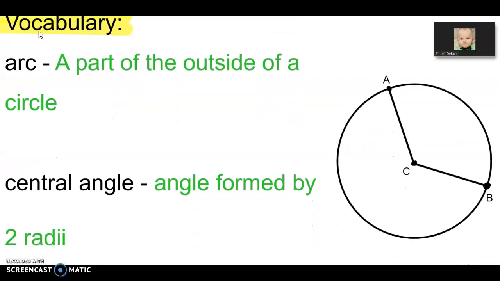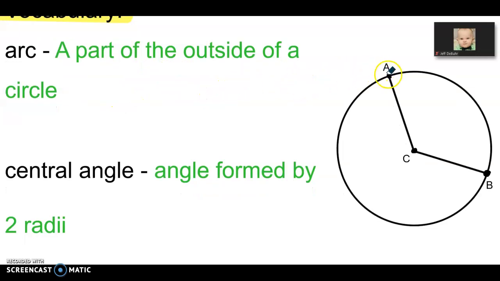Our first vocabulary word here is an arc. An arc is a part of the outside of a circle. For example, as you see my little cursor here, going from A to B, this is an arc. It's also an arc if you go on the outside from A to B, the longer way. Those are both considered arcs. Any portion of the circle on the outside ring is considered to be an arc.